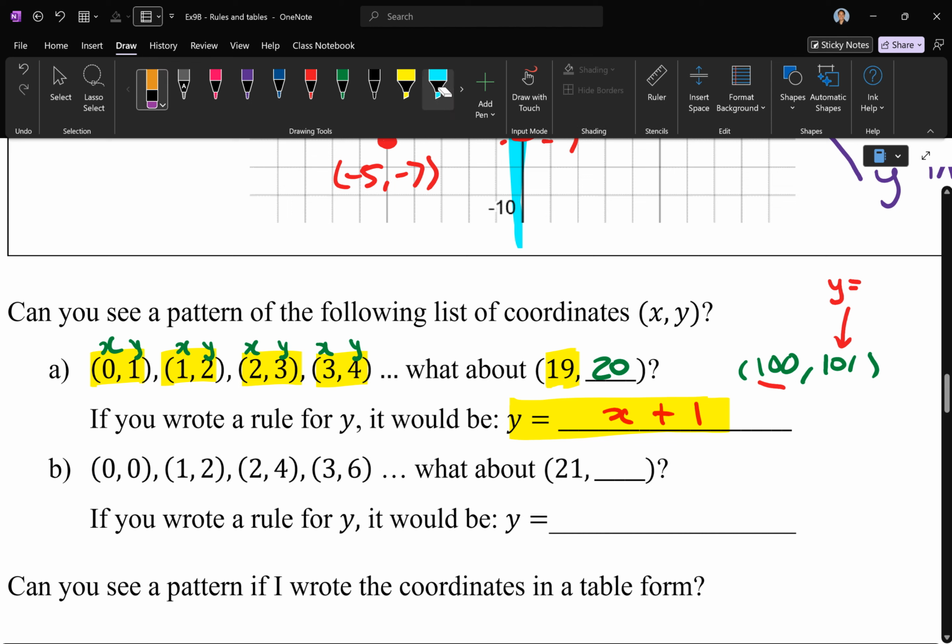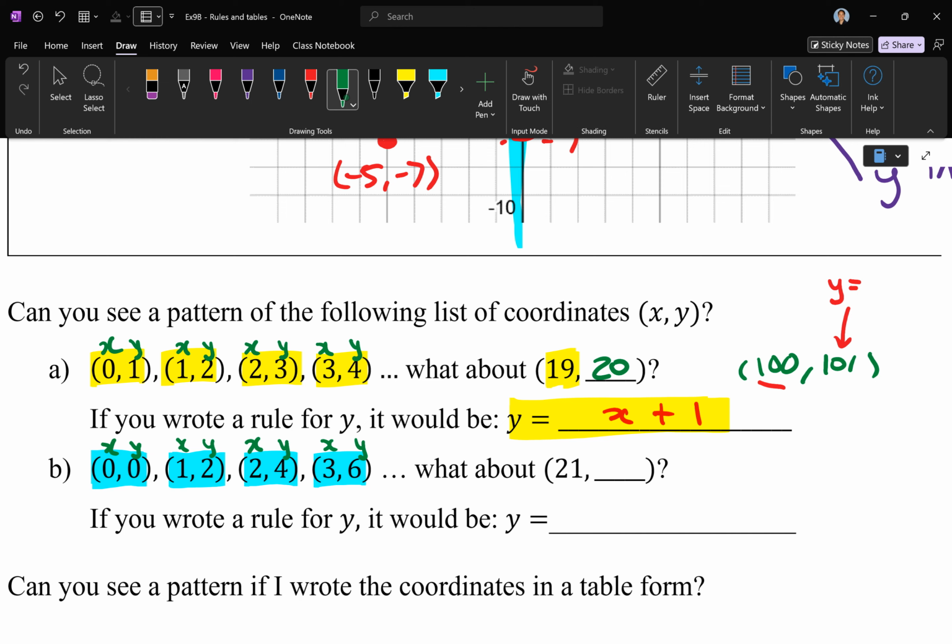Here we go. We've got the next set of coordinates: 0, 0, 1, 2, 2, 4, 3, 6. So when x is 0, y is 0. When x is 1, y is 2. When x is 2, then y will be 4. When x is 3, y is 6. You should see a pattern. What's the pattern?